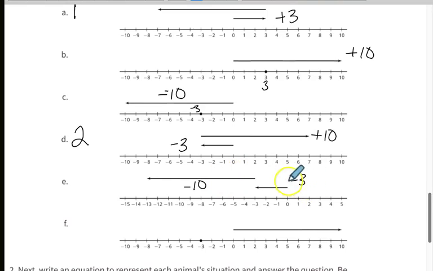This one right here. It's swimming 3 feet below and then dives down 10, so it ends up at negative 13 feet. And that's number 3. And I forgot to do this one. That's a negative 3, and this is a positive 10.